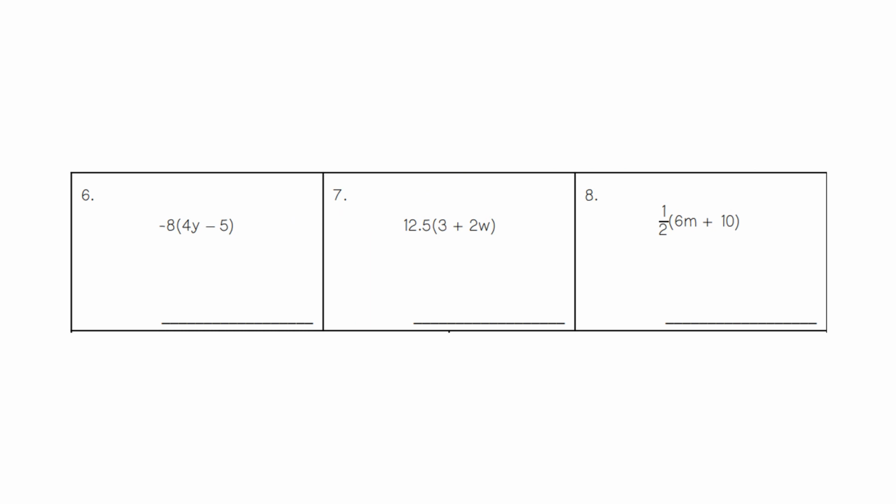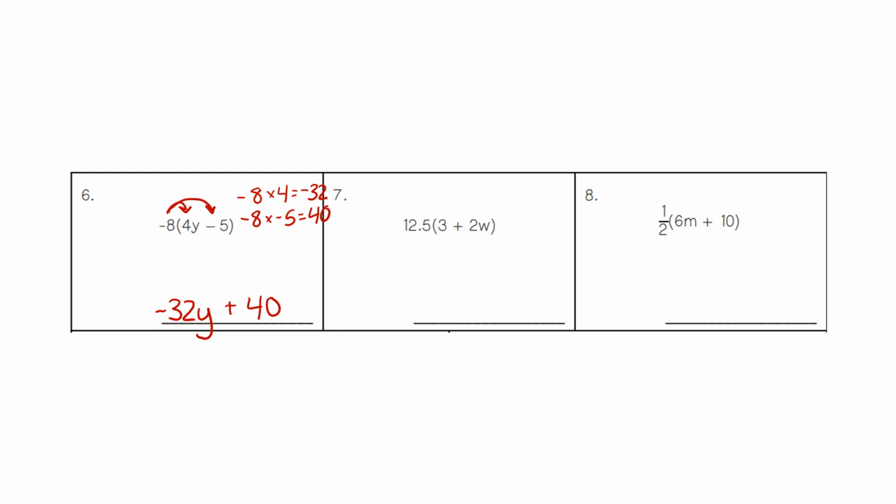Number 6, we start by multiplying our negative 8 times the 4y. Negative 8 times 4 is negative 32. And again, we put the y variable with it. And then we multiply again. Negative 8 times negative 5, 2 negatives would give us a positive 40. So our final answer is negative 32y plus 40.